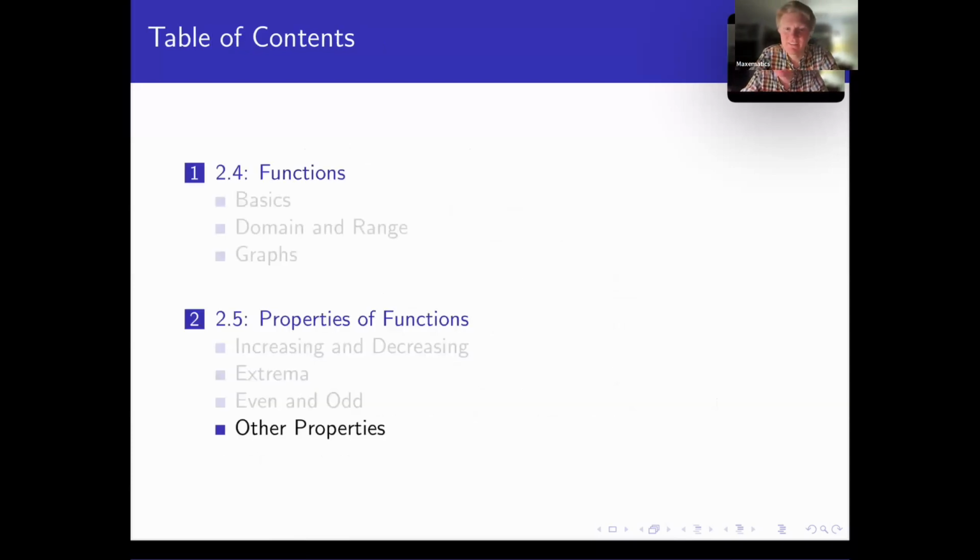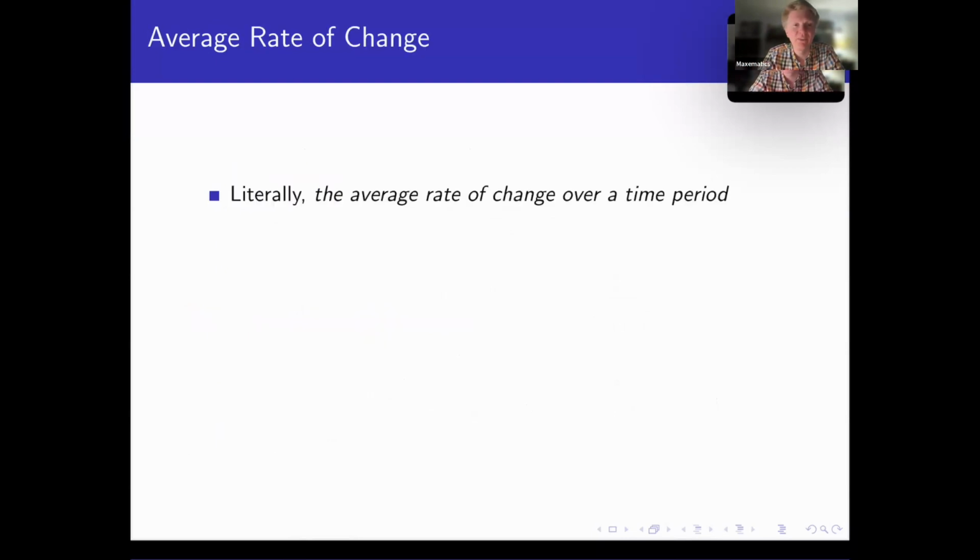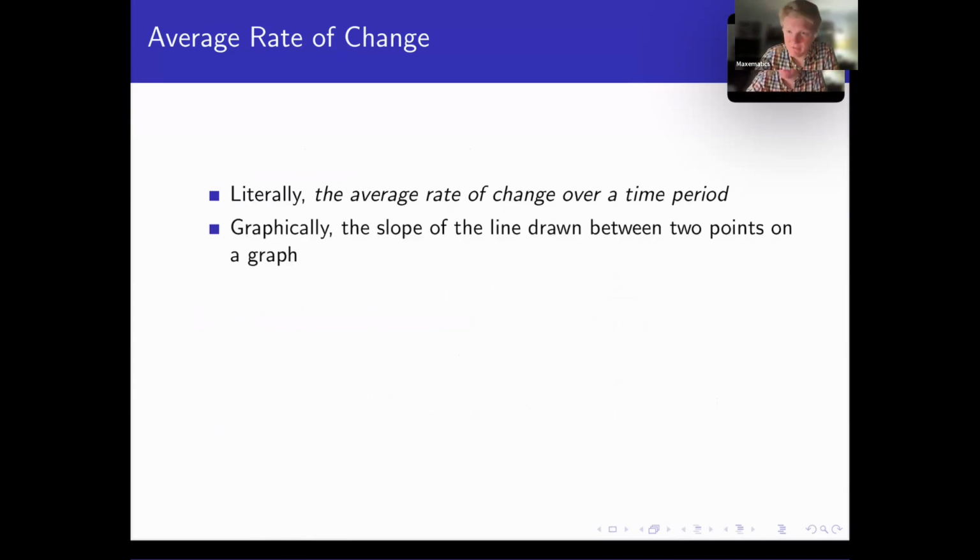That brings us to our last two properties of 2.5, things that are very different from what we've talked about so far. Increasing, decreasing, extrema, and to an extent even and odd are very graph heavy, but these next two, not quite. Average rate of change, you guessed it, is literally the average rate of change your function changes over some time period. I know it said not as graphical, but you're going to spend way more time doing this algebraically.